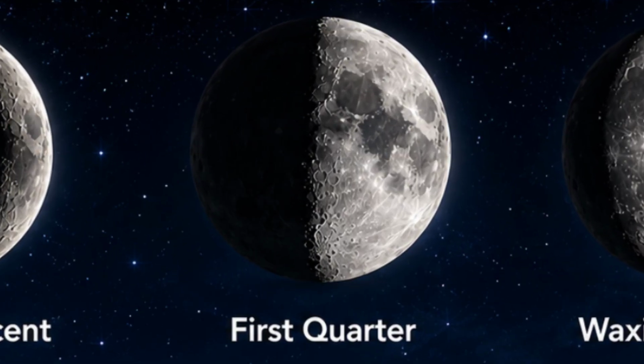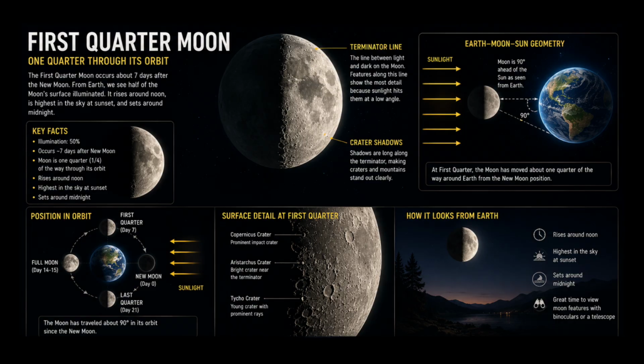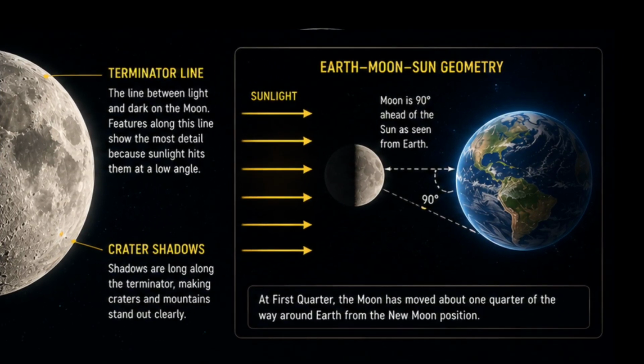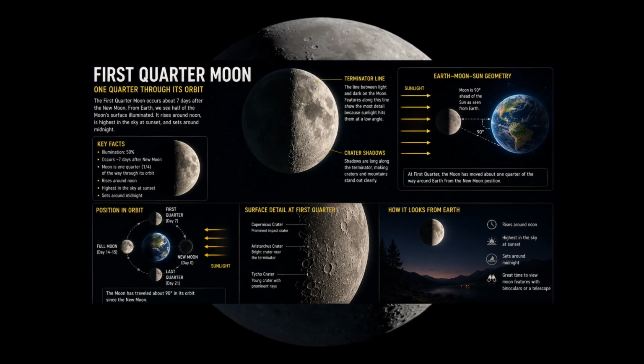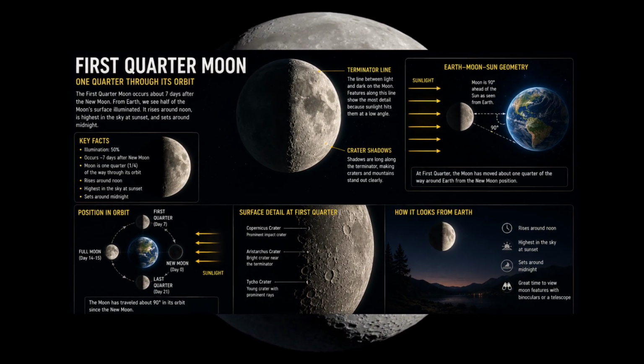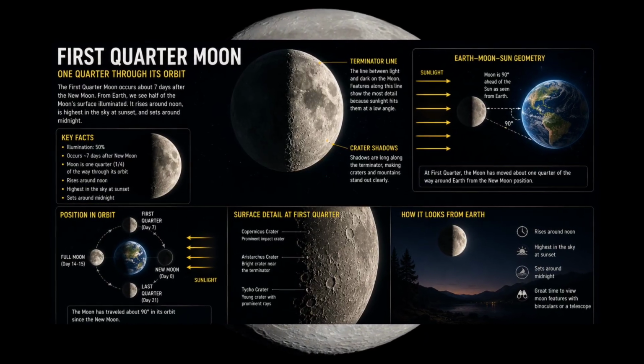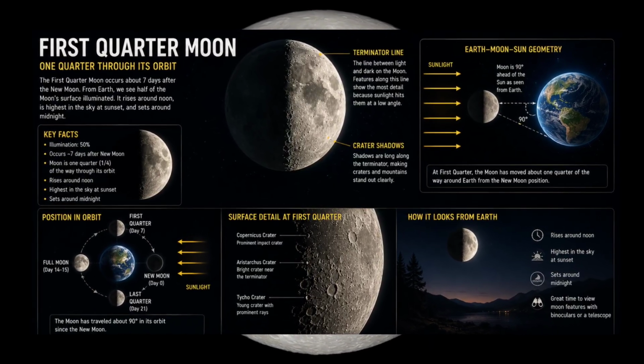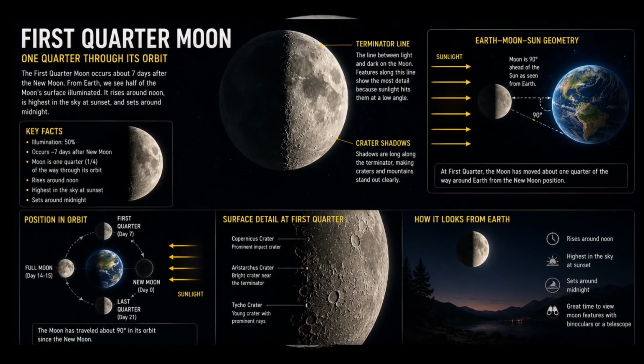First quarter. The first quarter phase occurs when half of the moon's visible surface appears illuminated. The moon is now about 1/4 of the way through its orbit around Earth. This phase is especially popular among astronomers because the contrast between light and shadow reveals many details on the lunar surface.